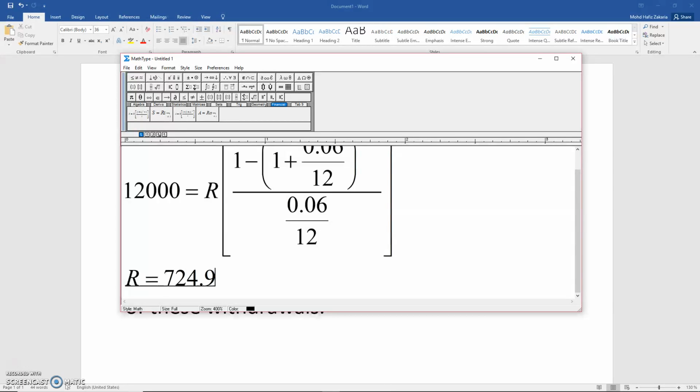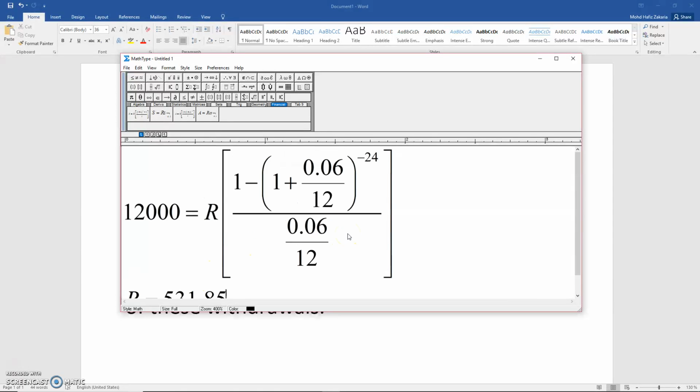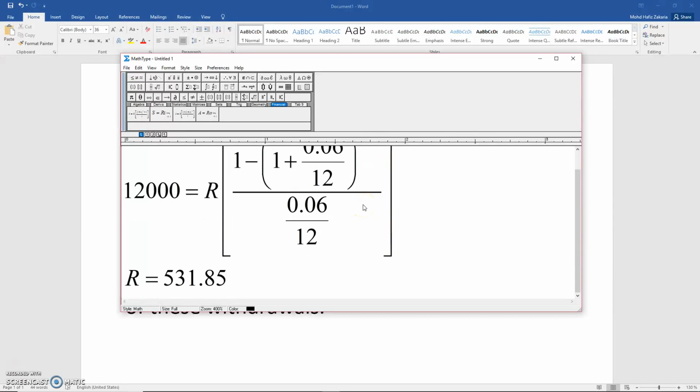The amount that can be withdrawn each month is... sorry, that is actually the previous question. So when you calculate it, you should get 531.85. So this is the amount that can be withdrawn each month by Mariam for 2 years. And after 2 years, which is after the 24th time, the account will be zero.